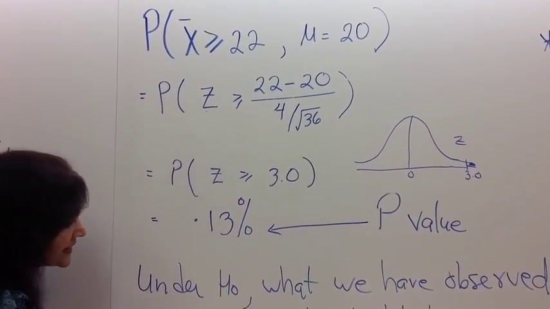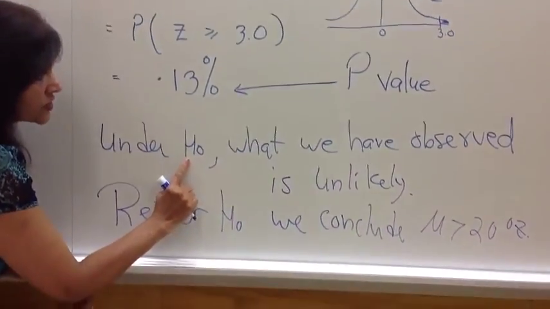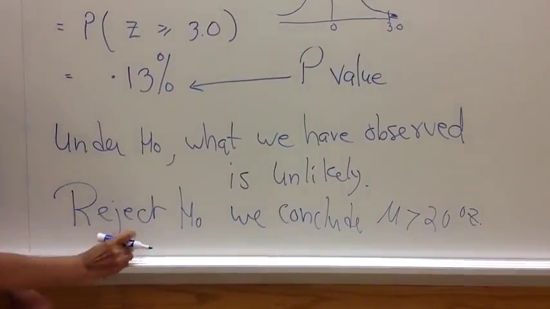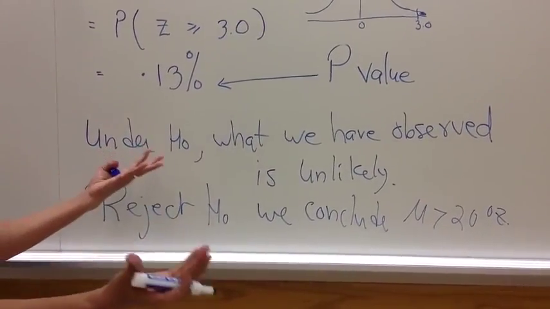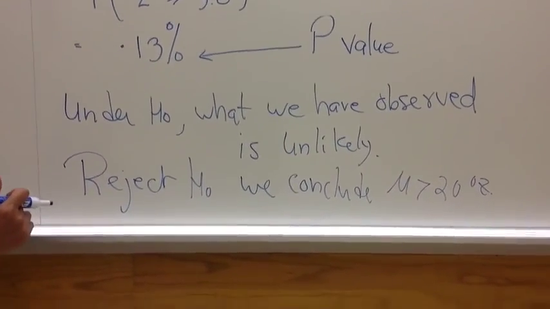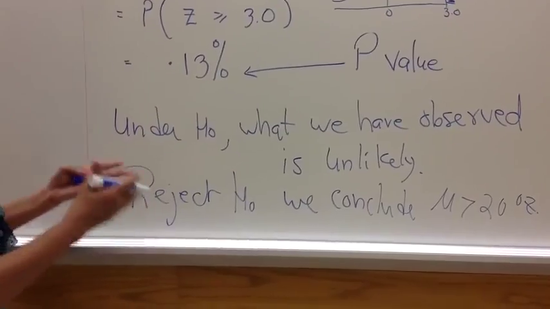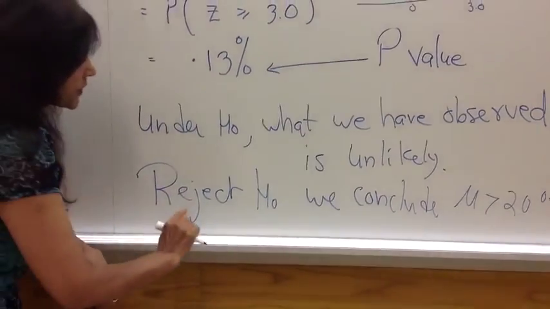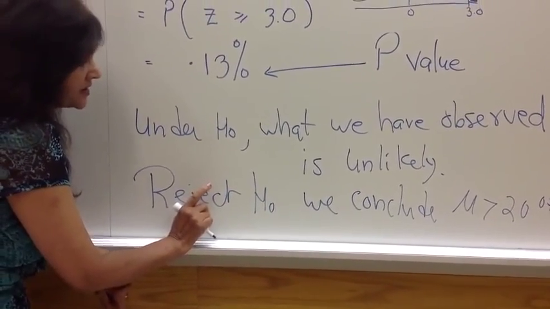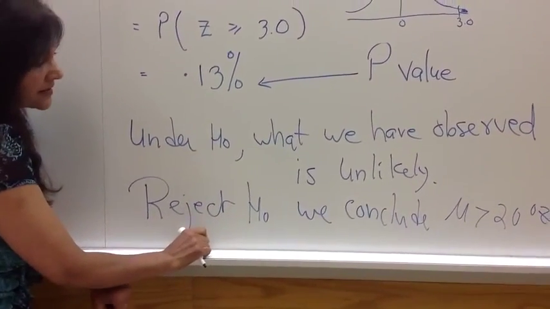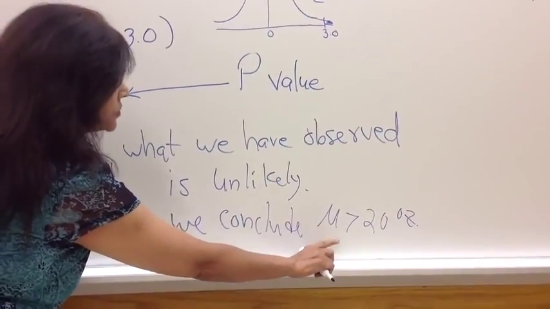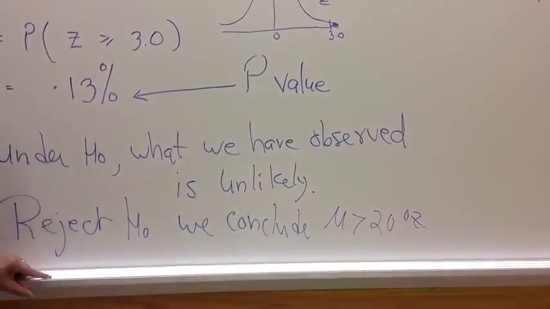What it means is that under the null hypothesis, what we have observed is highly unlikely. That means the null hypothesis and what we have observed, they don't match. One has to be incorrect. But what we have observed, we cannot deny that. So because what we have observed is very unlikely under the null hypothesis, we reject the null hypothesis and conclude the alternative is true, which is that mu is bigger than 20.